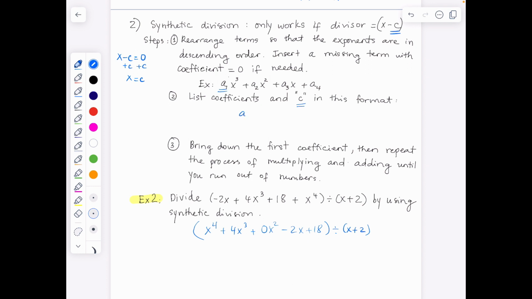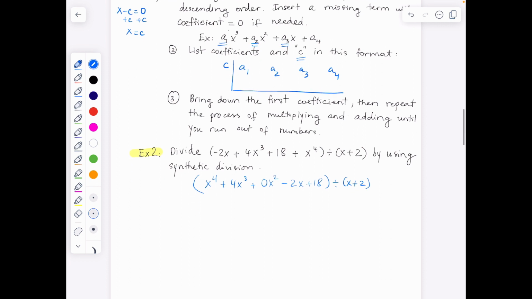Leave a little space in between the coefficients, and then we're going to draw a box that looks like this. The c number in the divisor is going to go on this side of the box. We're going to do a similar thing in our example. The coefficient of x to the fourth is 1, so we write 1, then 4, 0, negative 2, 18.